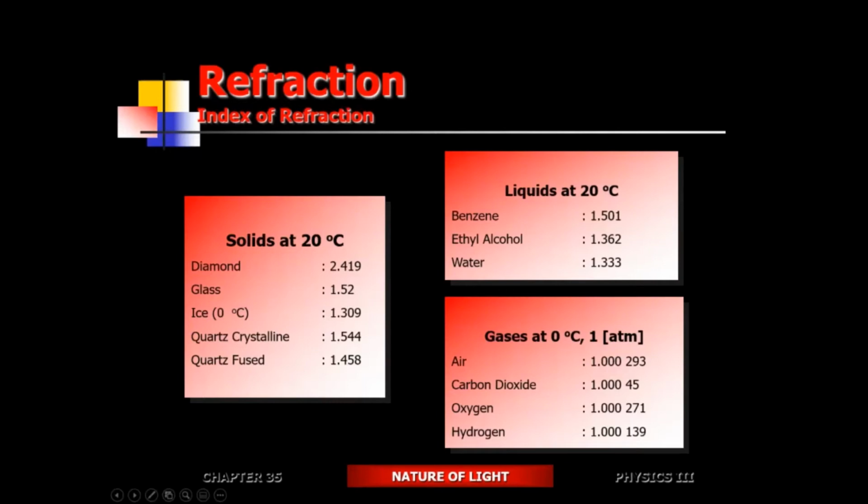And how much the light slows down is indicated by something called the index of refraction. The index of refraction for glass is almost 1.5, which means that in glass, the light moves about 1.5 times slower. Water is 1.33, so light moves about 1.33 times slower in water. Diamonds are forever. Notice that light moves about 2.5 times slower in diamond, 1.5 times slower in glass, and 1.33 times slower in water.